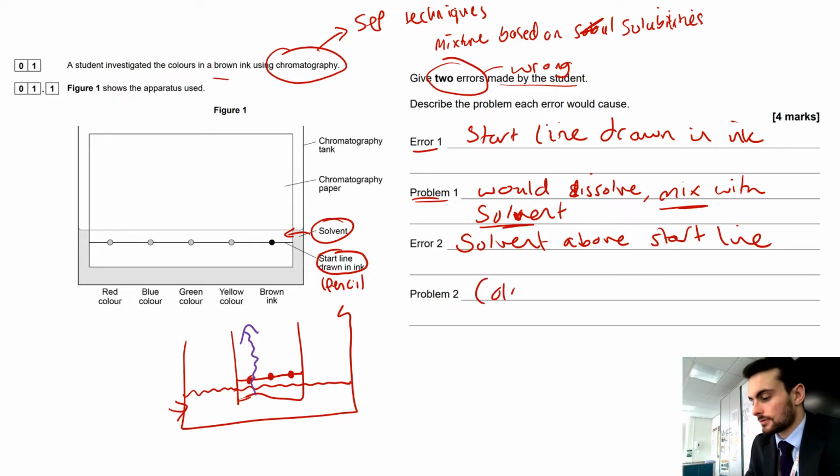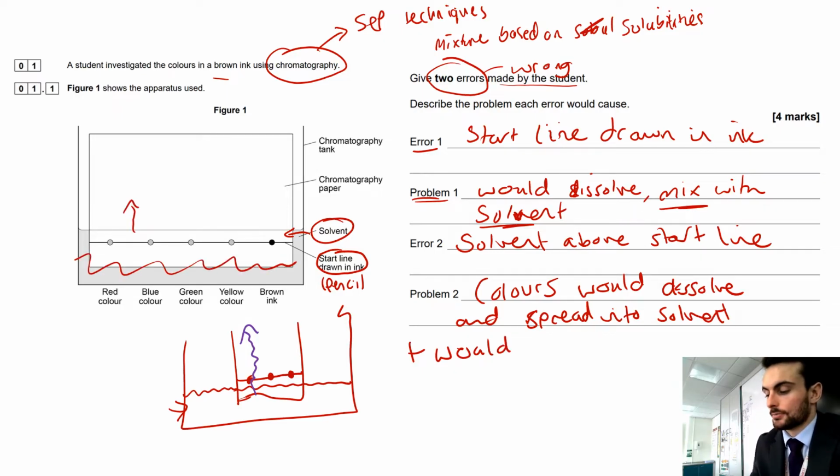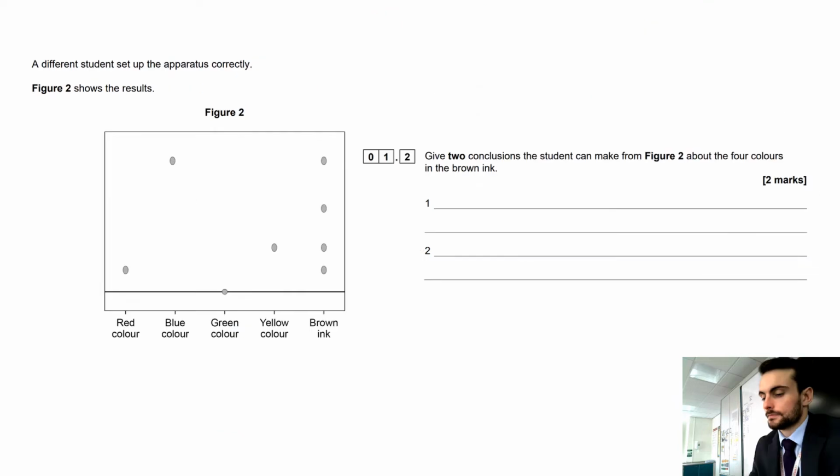So colours would dissolve and also spread into solvent. Okay, because they've spread and it's all over the place, it's not going to climb up. There you go. Next question.